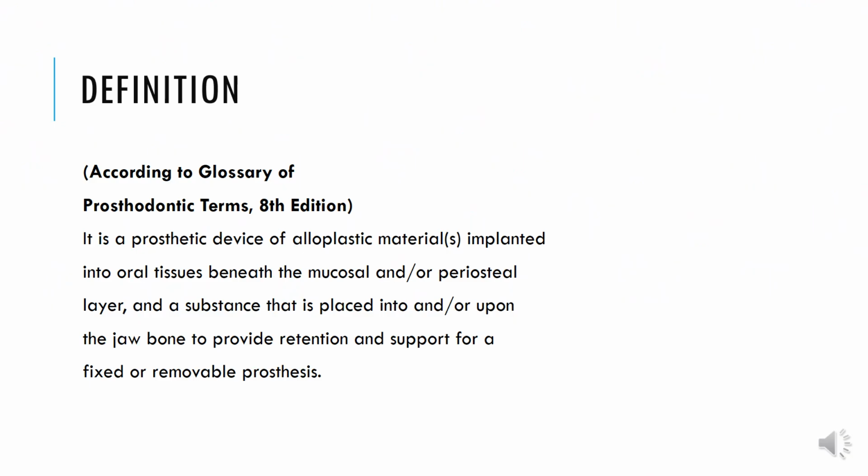Starting with the definition, according to the glossary of prosthodontic terms, it is a prosthetic device of alloplastic material implanted into the oral tissues beneath the mucosal and or periosteal layer, and a substance that is placed into and or upon the jaw bone to provide retention and support for a fixed or removable prosthesis.